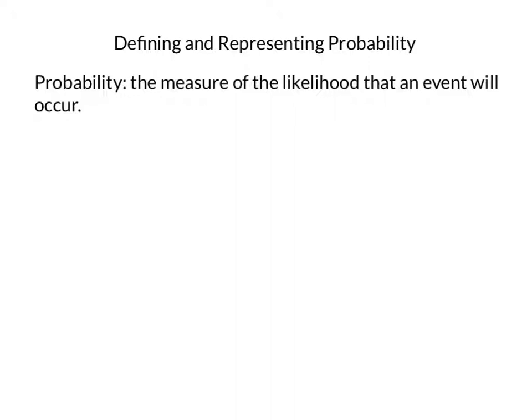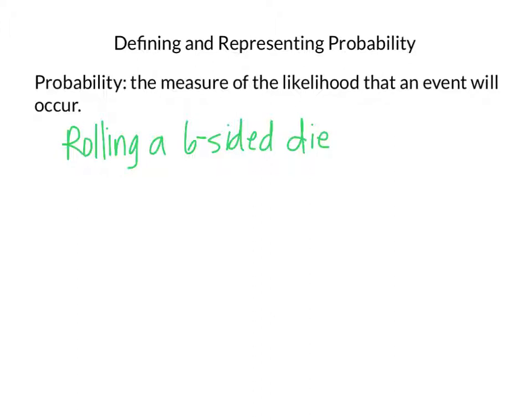Let's talk about rolling a die. Rolling a 6-sided die. Of course, die is singular for dice. First of all, how many outcomes are there in rolling a 6-sided die? Well, there are 6 outcomes. 1, 2, 3, 4, 5, and 6.